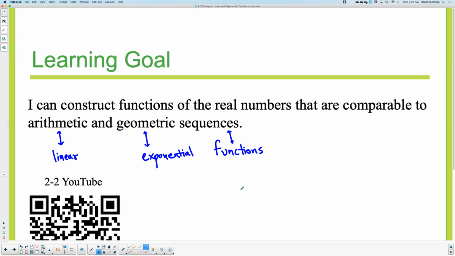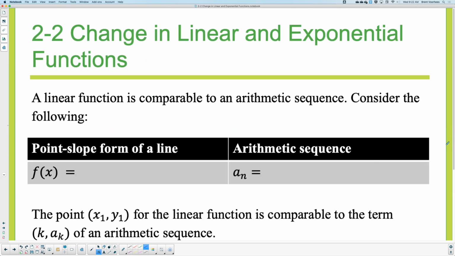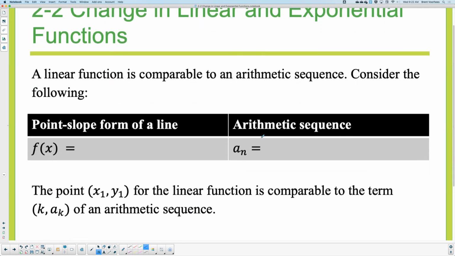So you may remember from last class the equation for arithmetic sequence. What was that arithmetic sequence formula I gave you? AN equals AK. It was AK plus D for common difference times N minus K.